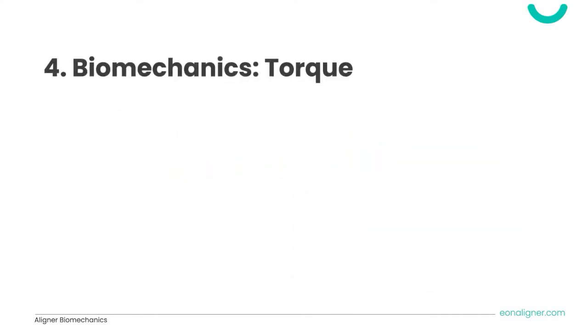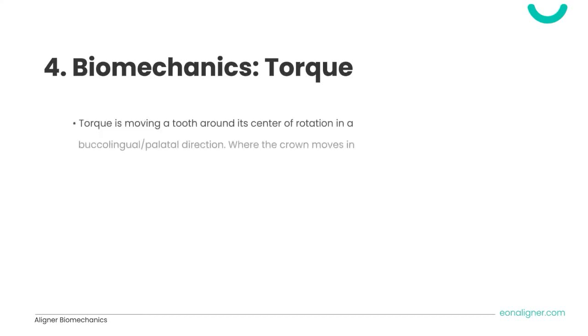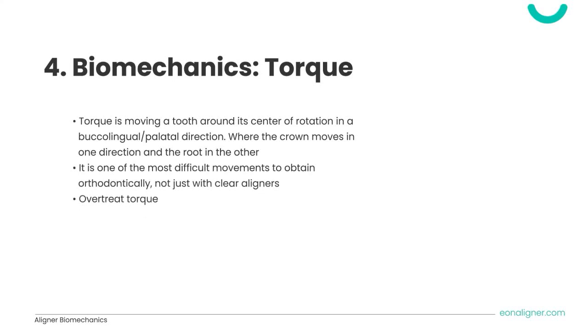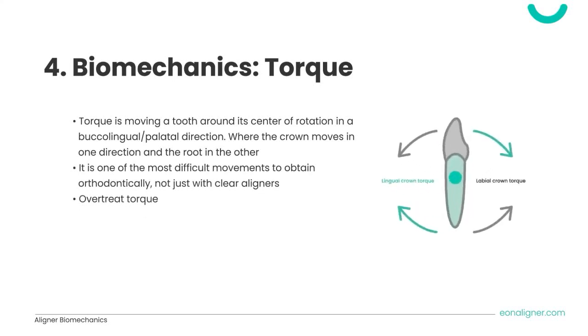Now moving to the fourth movement biomechanics, which is torque. What is torque? Sometimes referred to as inclination. Torque is moving a tooth around its center of rotation in a buccolingual or palatal direction, where the crown moves in one direction and the root in the other. It is one of the difficult movements to obtain orthodontically, not just with clear aligners. Therefore, it is advisable to over-treat torque movements to compensate for any lag that could happen.